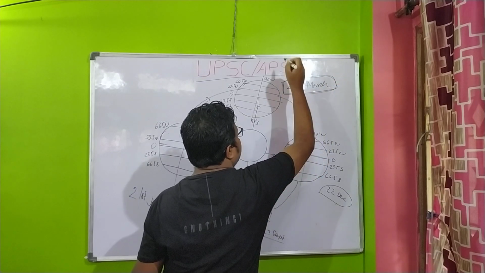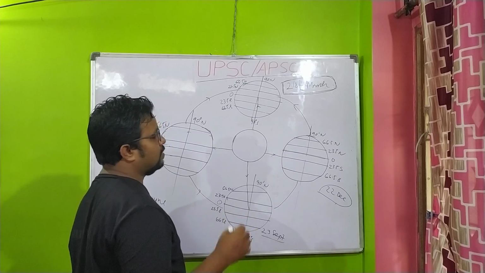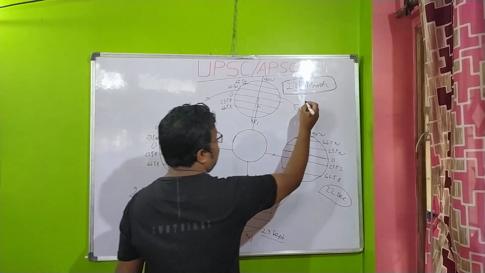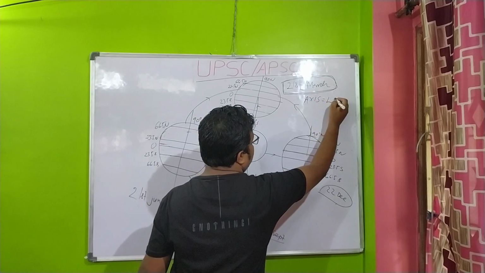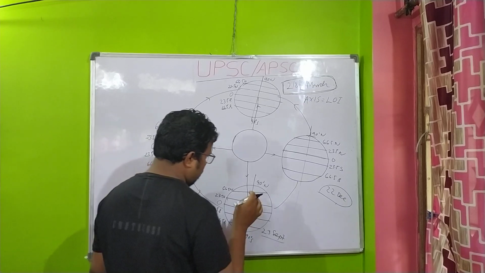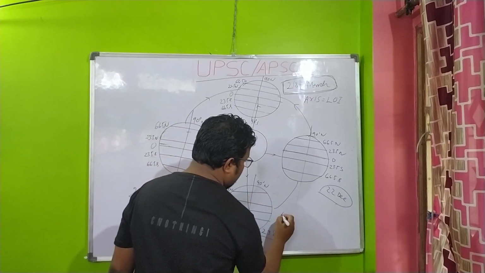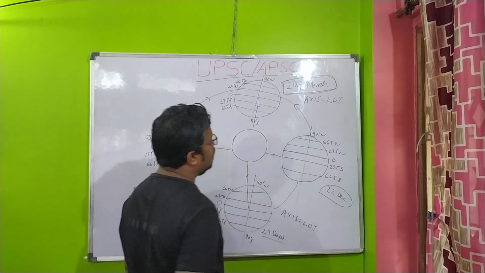Give the video pause. What would have happened on 21st March? Can anyone tell me? On 21st March, what is happening? Axis is becoming equal to line of illumination. Similarly, on 23rd September, axis is becoming equal to what? Line of illumination. These are the things which you have to remember.